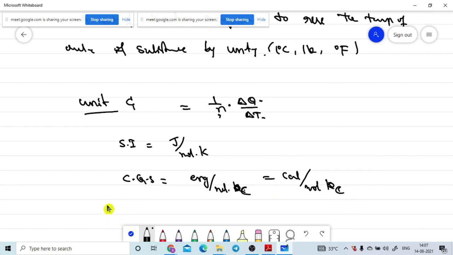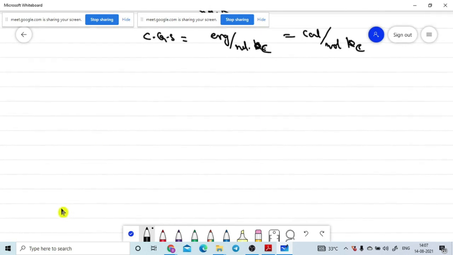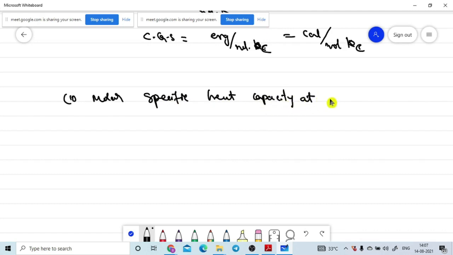Now, there are two types of molar specific heat capacity. One is the molar specific heat capacity at constant pressure, where P is equal to constant.